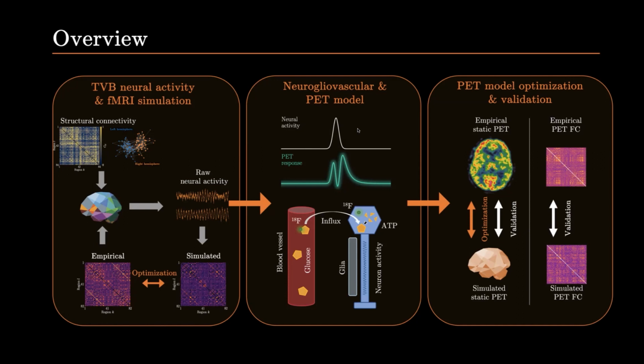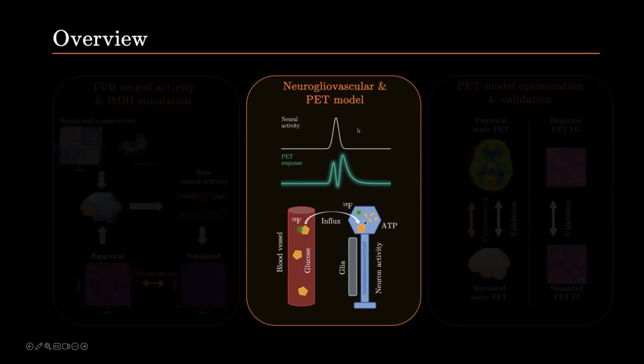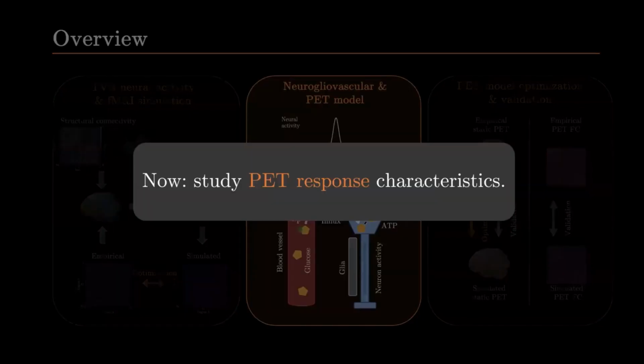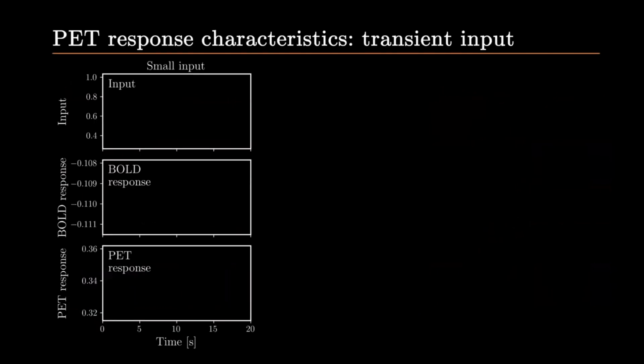What can we do with this to gain insight? Let's have a look at the PET model block, the optimized one, and let's try to study the PET response characteristics. So what does the PET response depend on? When is it high? When is it low? And for this, we can just, for a moment, ignore TVB simulations and input artificial signals into the PET model.